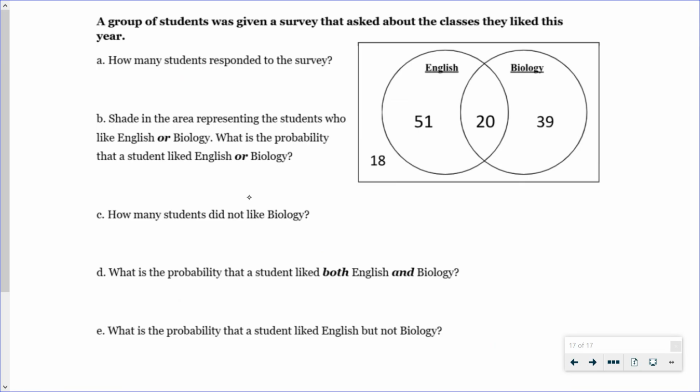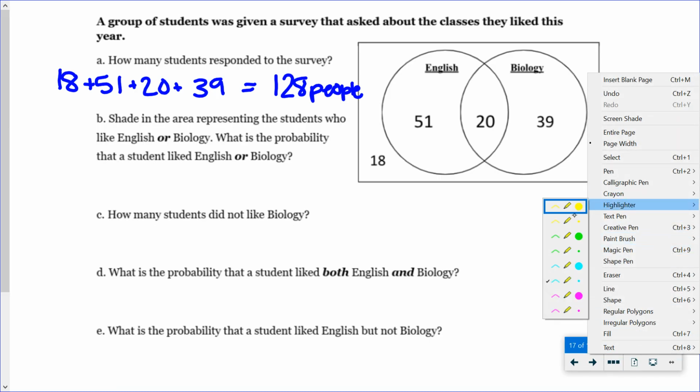So an example for us, it says a group of students was given a survey to ask about the classes that they like this year. How many students responded to the survey? So I want to total up all my values. So I have 18 plus 51 plus 20 plus 39. And when I add all of those things together, I find that that equals 128 people. Now, like I said, we want to put units on things as we're working.